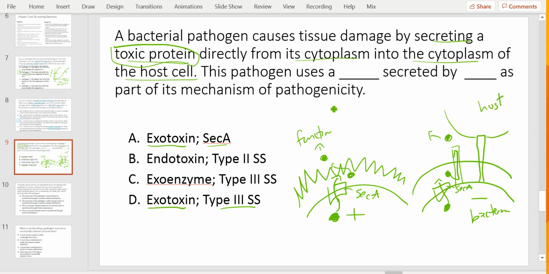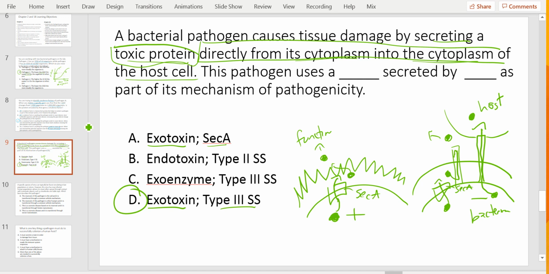So this would be a human cell. And it takes the protein and it actually shoots it, like going straight through a hypodermic needle, into the cytoplasm of the host cell. And if we come back to the actual description here, that's what's being described. So this is being secreted directly from its cytoplasm into the cytoplasm of the host cell. That is what the role of the type 3 secretion system is, so the answer to this one is going to be D.